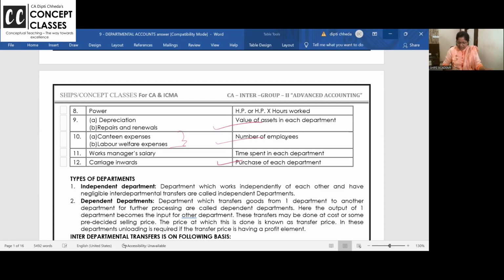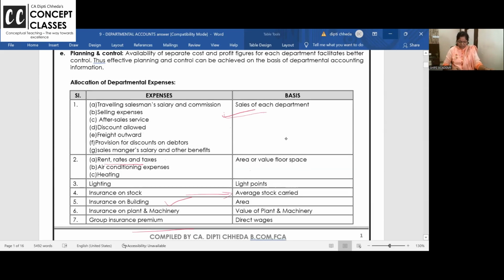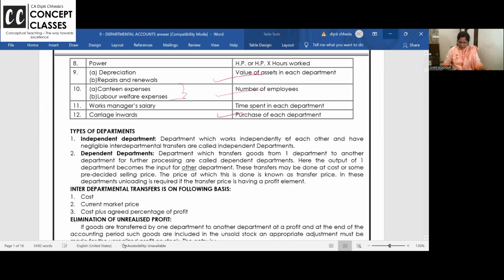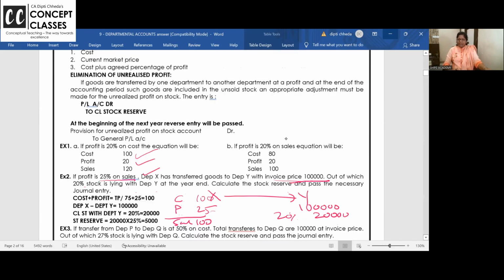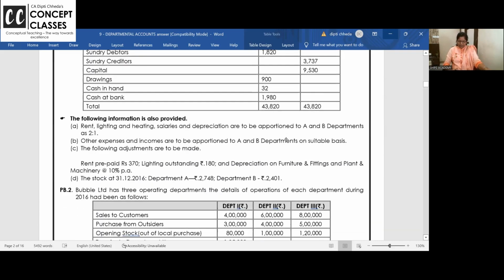Carriage inward is always related to purchase and the ratio of purchase. Carriage outward is related to the sales and the ratio of the sales. So this is how you will apportion the departmental expenses.